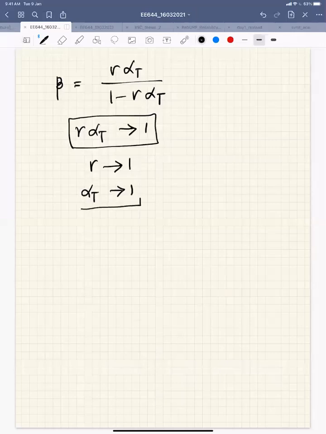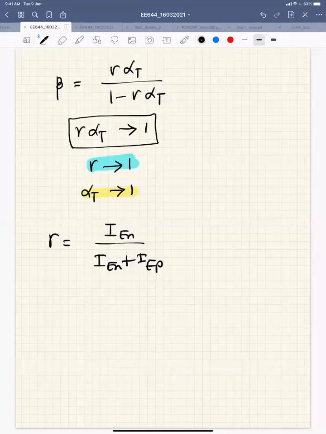Alpha T is the base transport factor, right? Alpha T is your base transport factor, and your gamma is the emitter injection efficiency, right? So since we want our gamma close to 1 and alpha T close to 1, this is how we design our bipolar junction transistor, right? And if you see your gamma, it depends. Okay, so let me write it down. Gamma is IN by IN plus IP, right? To make sure that gamma is close to 1, we want IP to approach 0, right? Or we could write IP should be much less than IN, right?